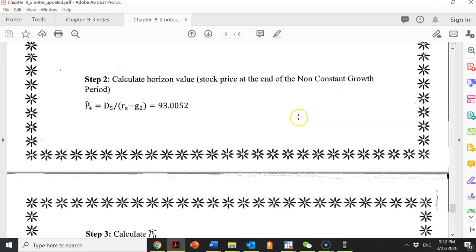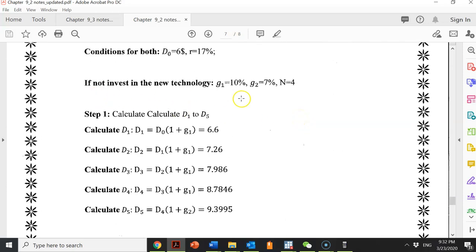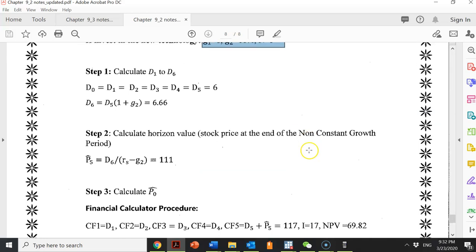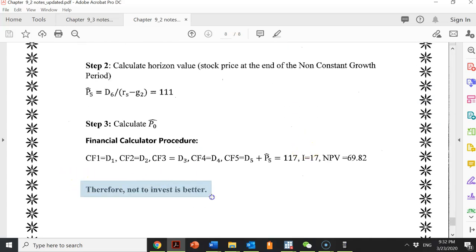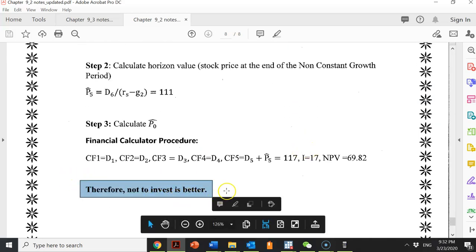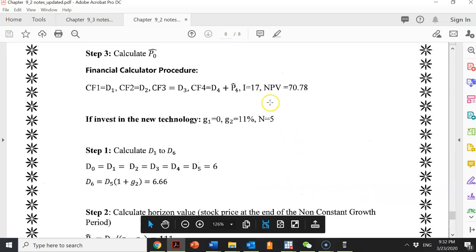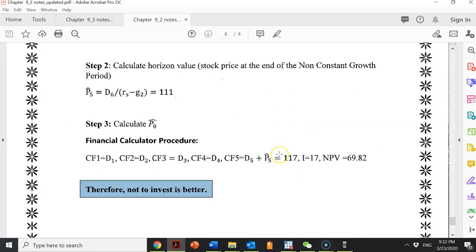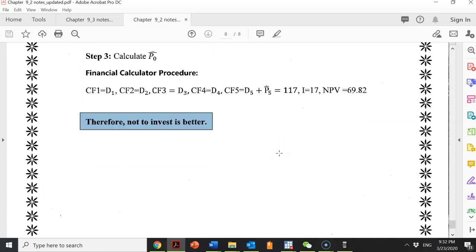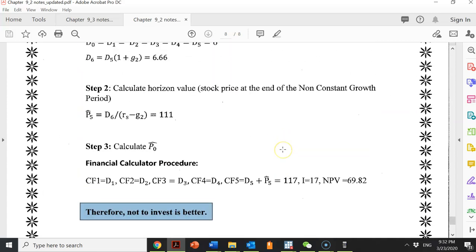We prefer the first case where we do not invest in the new technology. So we say that we think do not invest is better. Okay, we want to choose the first option with higher stock price. Okay, so this is all in Chapter 9, Class 2.